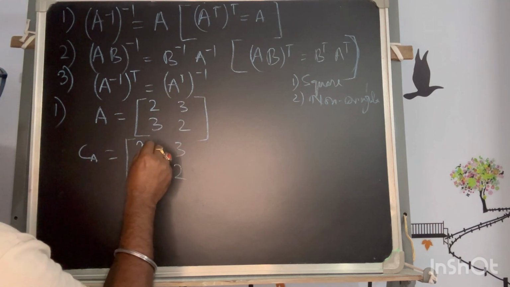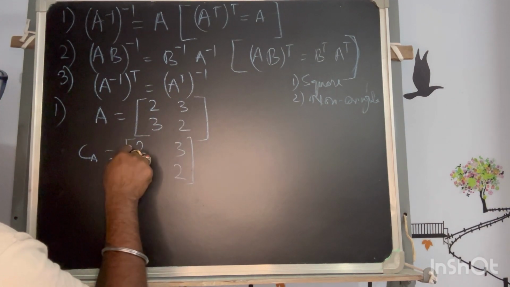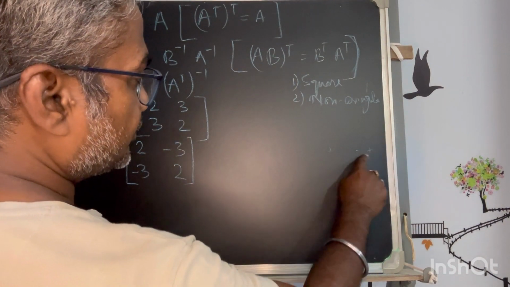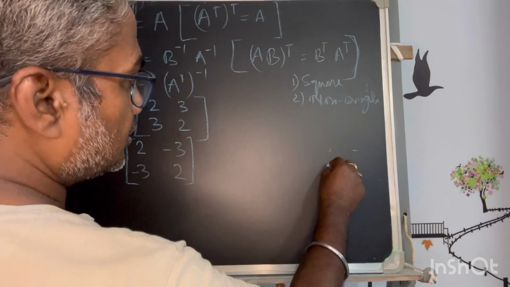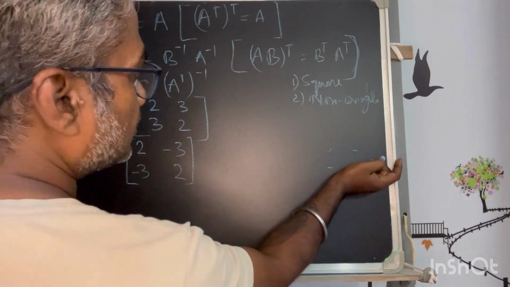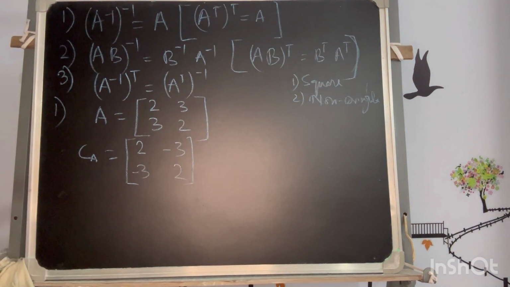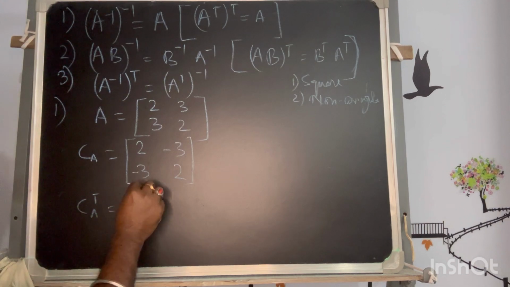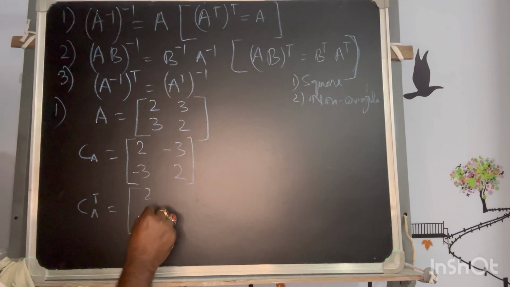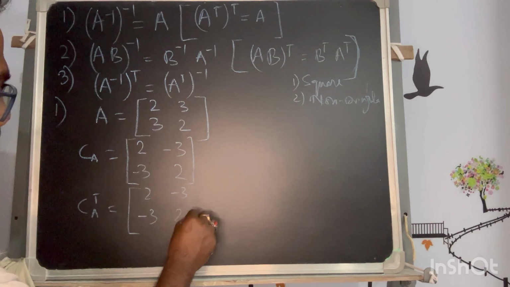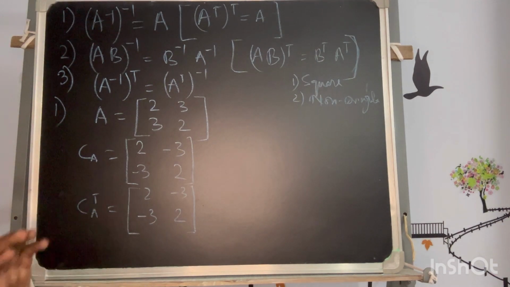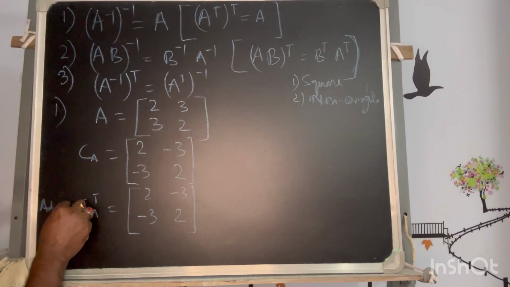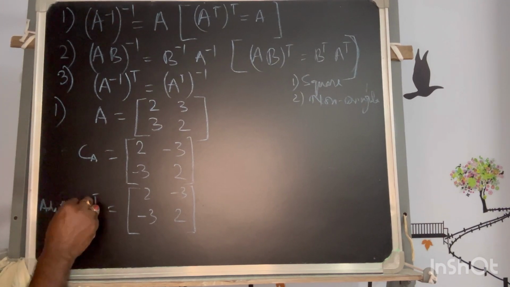Now the cofactor signs will be assigned as plus, minus, minus, plus, because they alternate. Here also the next sign will come like this. So you have to take care of the position signs. Now what is the transpose of the cofactor matrix? There will not be any change in the physical appearance of the matrix, because it is already changed. Now this is the adjoint of matrix A.